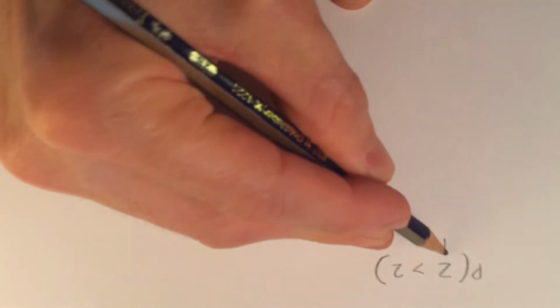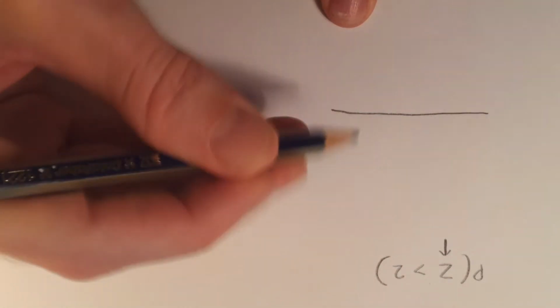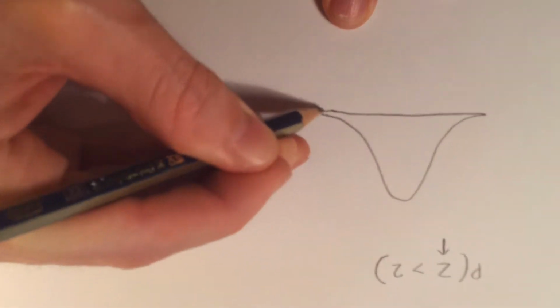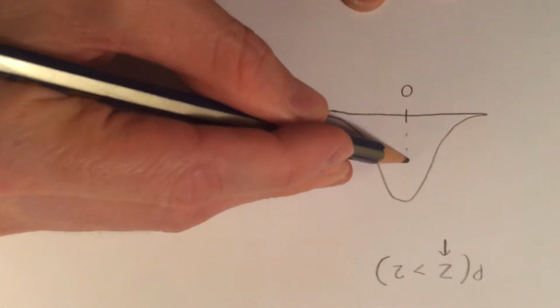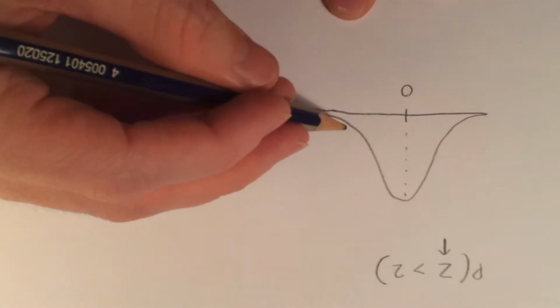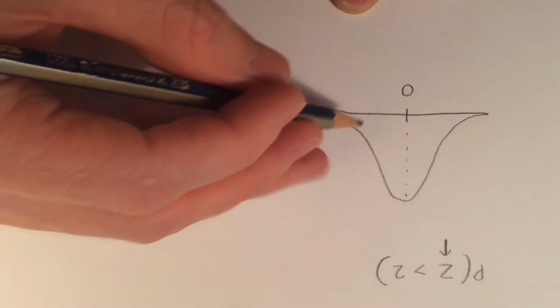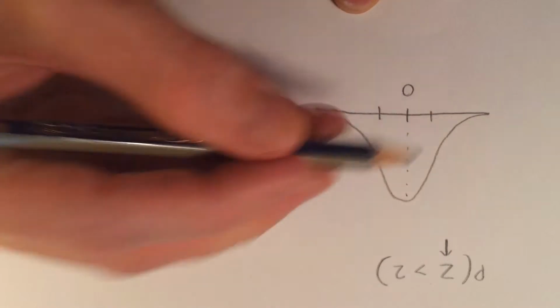Z is the symbol which is generally used for the standard normal distribution, and the standard normal distribution is a symmetrical bell-shaped distribution since it's normal. Its mean is 0, its centre, and it has a variance and also a standard deviation of 1. One standard deviation either side of the mean.